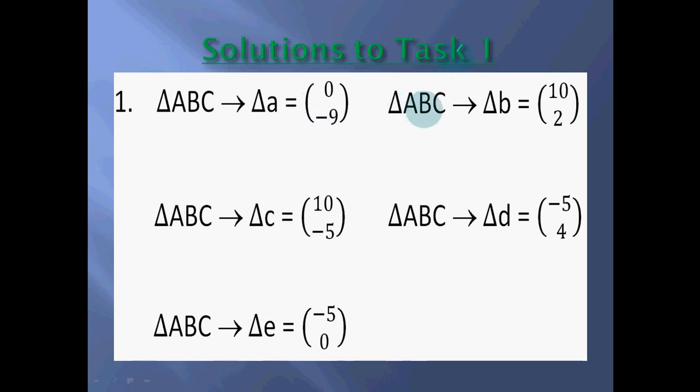Triangle ABC has been mapped onto triangle B by the column matrix (10, 2): 10 units along the x-axis and 2 units along the y-axis. So you can confirm with the rest and see if you are correct.